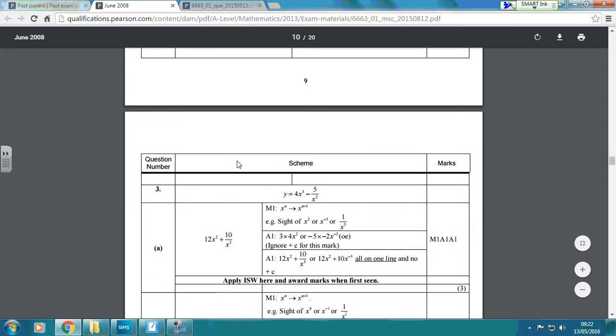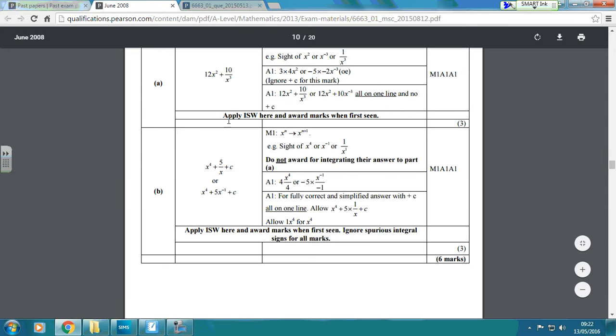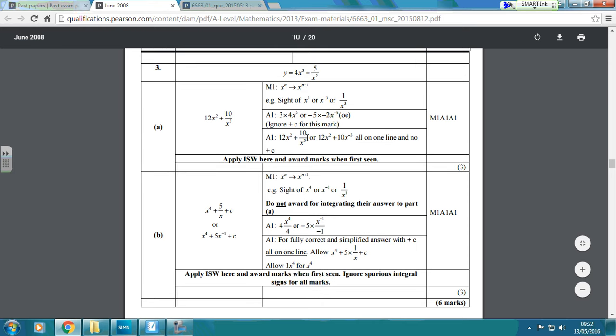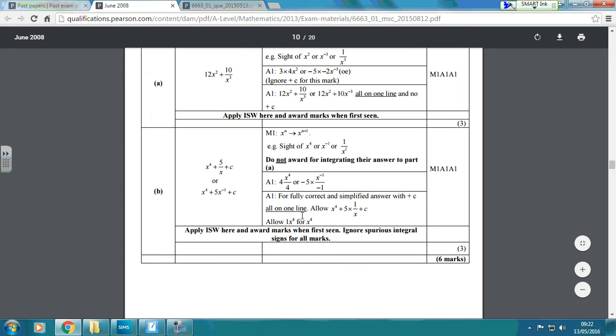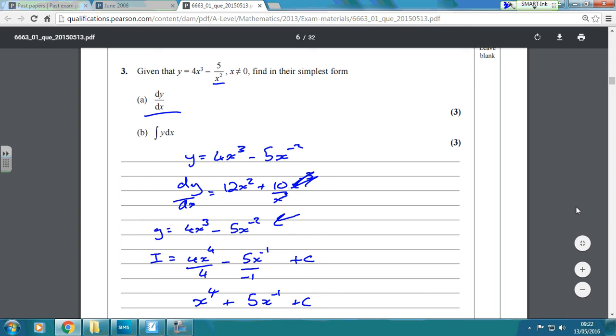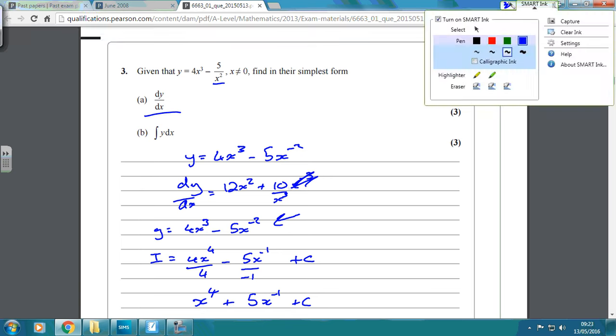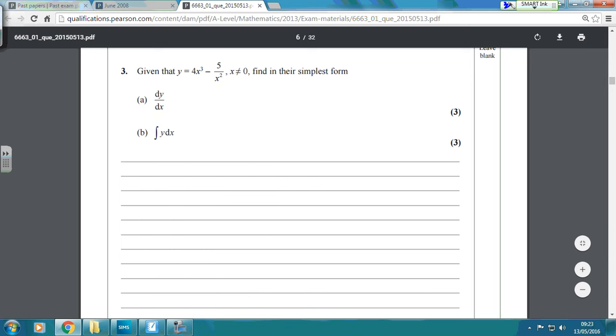Which again, if we check, 12x squared plus, they've put it as 10 over x to the power of 3, but if you have a look at the mark scheme here, it says that you can have plus 10x to the minus 3, and that's absolutely fine. And then the answer for this one, x to the power of 4 plus 5x to the minus 1 plus c. So huzzah, 18 marks. We're getting close to that 30 marks, which is 40%, which is where we can start thinking about grades.